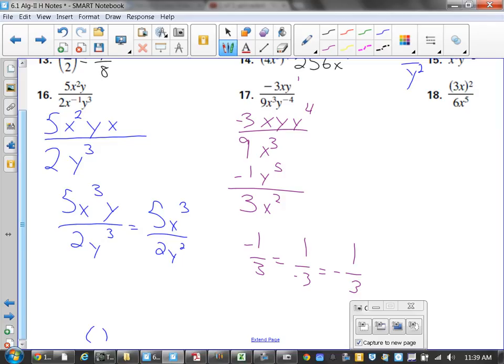And then lastly, I think we had one just like that. It was 9x squared over 6x to the 5th. So it's 2x to the 3rd. Okay.